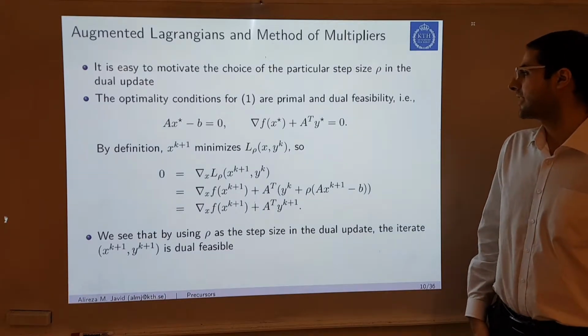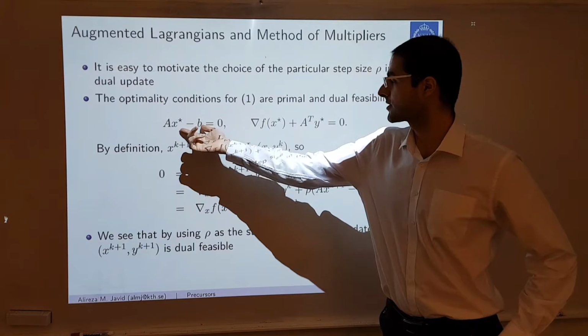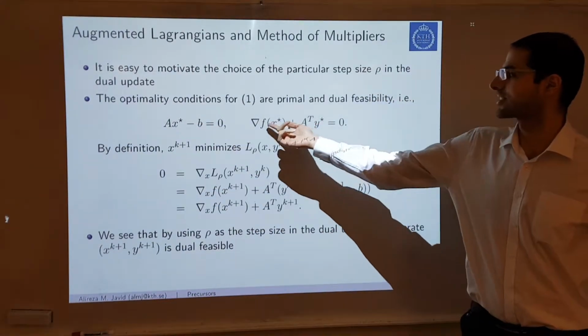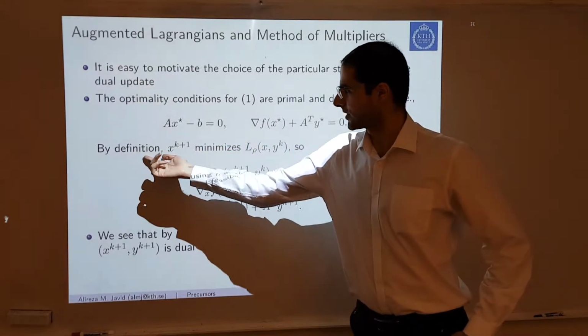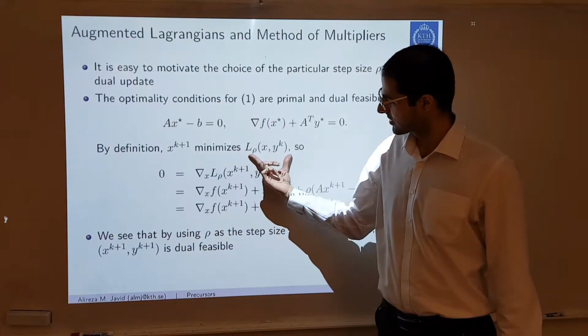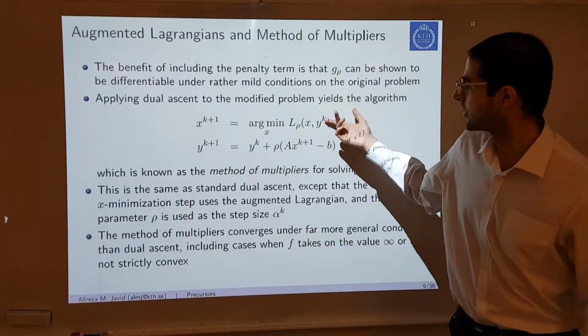The KKT conditions for problem 1 are primal feasibility and dual feasibility. This is the gradient of the Lagrangian. By definition, we know that x k plus 1 minimizes the Lagrangian. This was the first step of the method of multipliers.